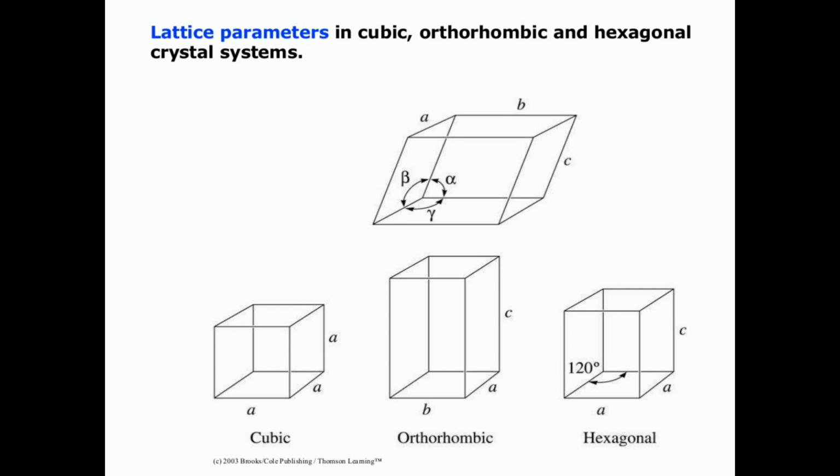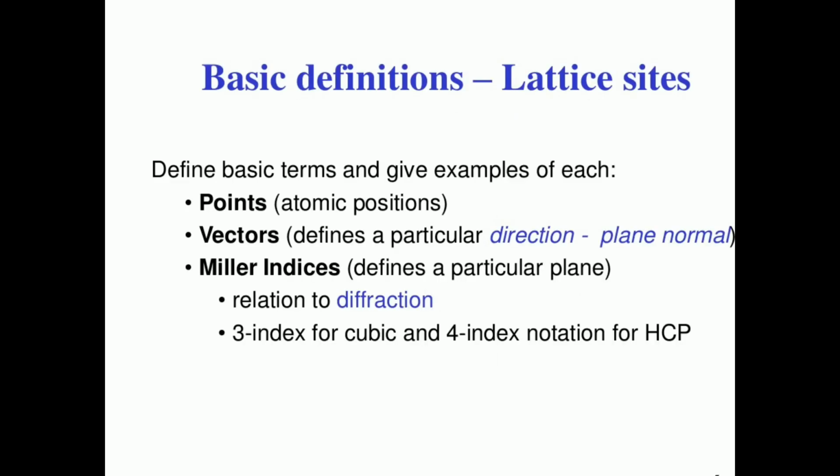Basic definitions of lattice sites give examples: a point is an atomic position, vectors define particular directions or plane normals, and Miller indices define a particular plane in relation to diffraction. There are three indices for cubic and four indices in the notation for HCP.